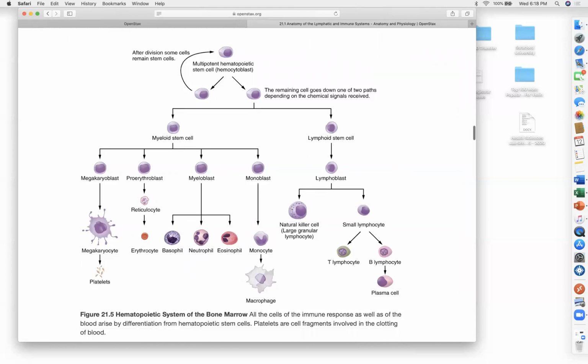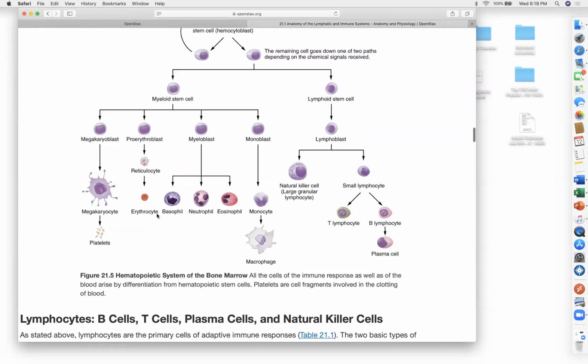Now, how do you know the classifications? So there are granulocytes and agranulocytes. Now, this is a red blood cell, right? Which is in a white blood cell.